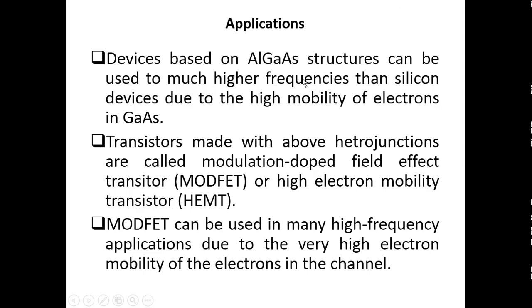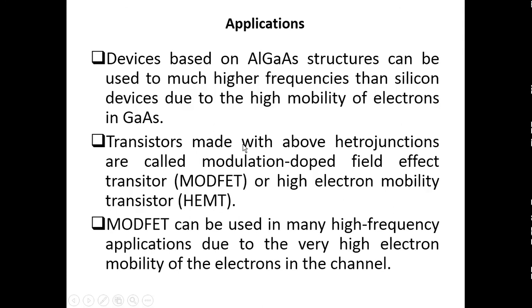Devices based on aluminum gallium arsenide structures can be used at much higher frequencies than silicon devices due to the high mobility of electrons in the gallium arsenide. So electrons are located in the gallium arsenide, where high electron movement is possible in the XY directions. So high mobility of electrons can be achieved in the gallium arsenide region. So this kind of device can be used as a high frequency device because high mobility of electrons is possible in the gallium arsenide.